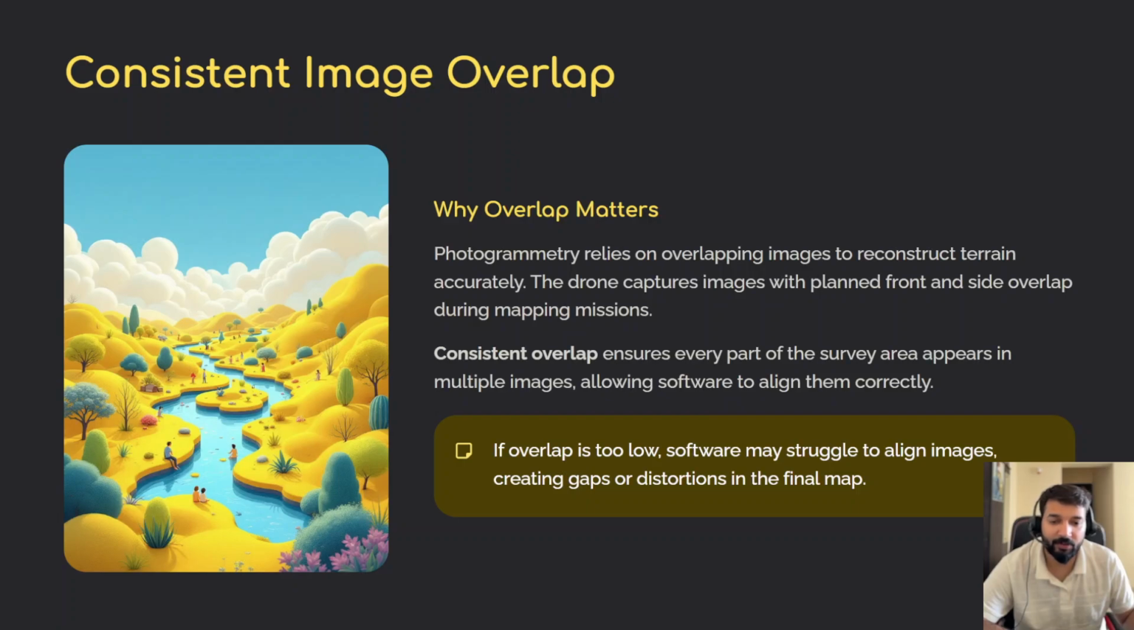Third, ensure consistent image overlap. Photogrammetry relies on overlapping images to reconstruct the terrain accurately. During a mapping mission, the drone captures images with planned front and side overlap. Consistent overlap ensures that every part of the survey area appears in multiple images. If the overlap is too low, the software may struggle to align the images correctly, which can create gaps or distortion in the final map.